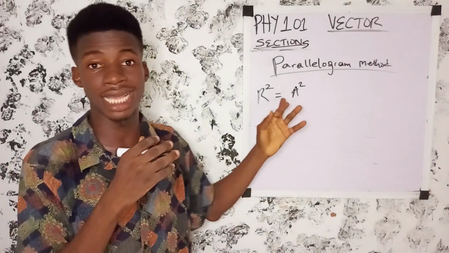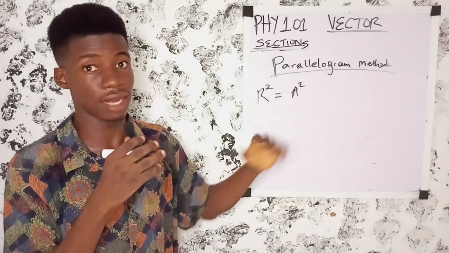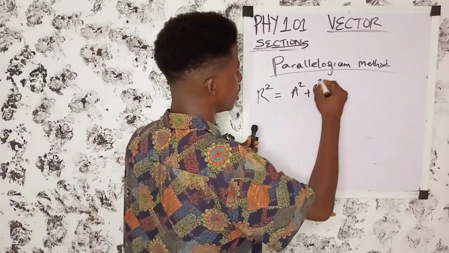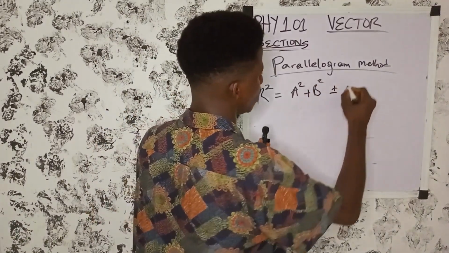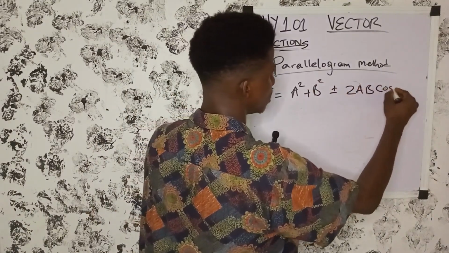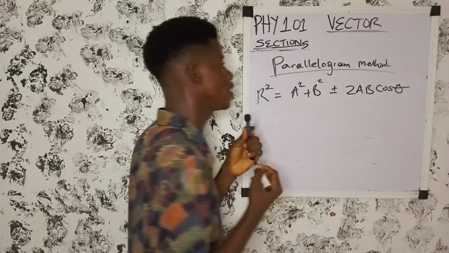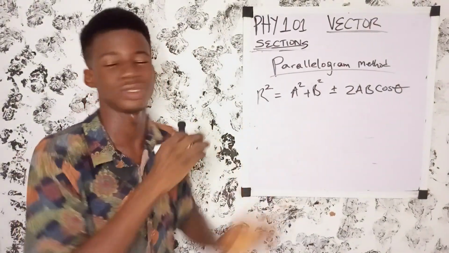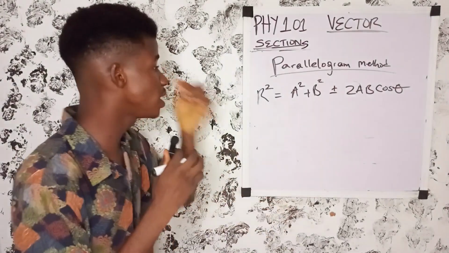I can decide to use P here, so they are the same thing. I'm using A and B: A square plus B square, then plus or minus 2ab cos theta. The one they give you in your textbook is still correct, so you can use any one.